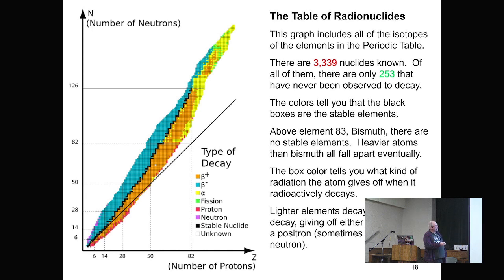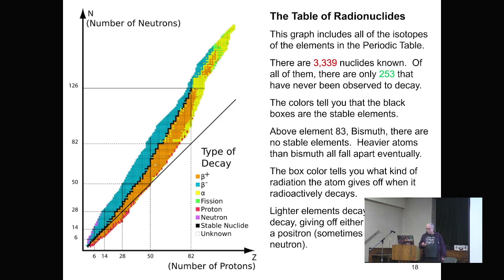Do they give off positrons? Do they give off electrons? Do they give off alpha particles? Alpha particles are just helium nuclei, 2 protons and 2 neutrons. Some of them fission, which means they'll just crack and become 2 different elements. Some can throw off a neutron, some can throw off a proton. And when there's a white box in the table, like that one right there, there is no known element with that combination, no known isotope with that combination of protons and neutrons. You can try to make it in a particle accelerator, and it just doesn't happen.